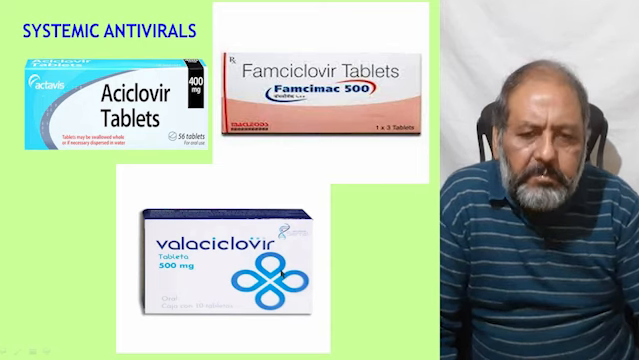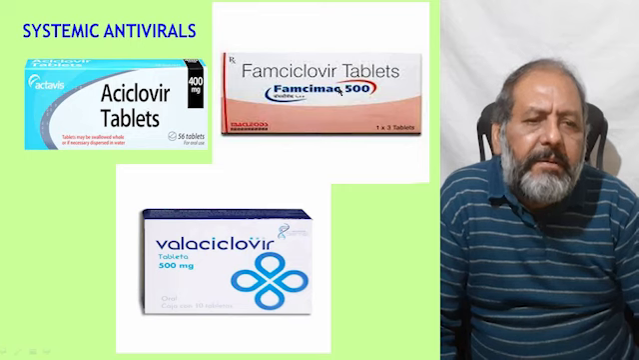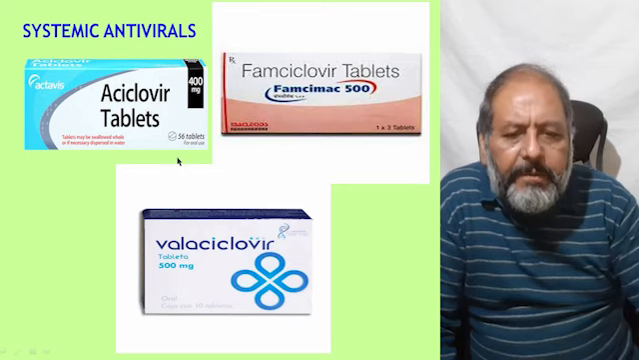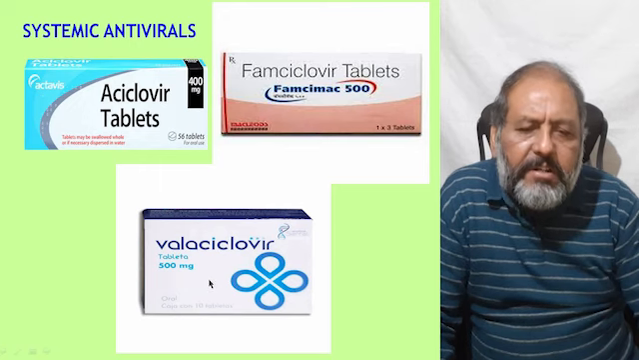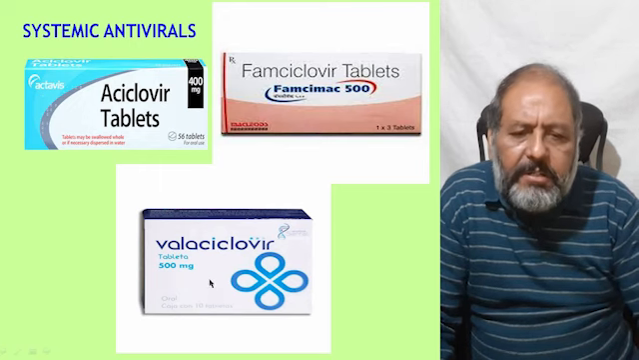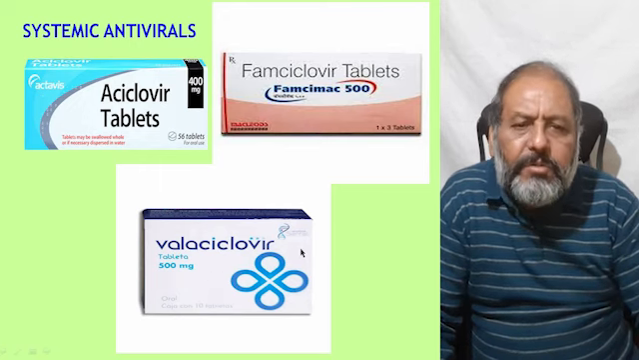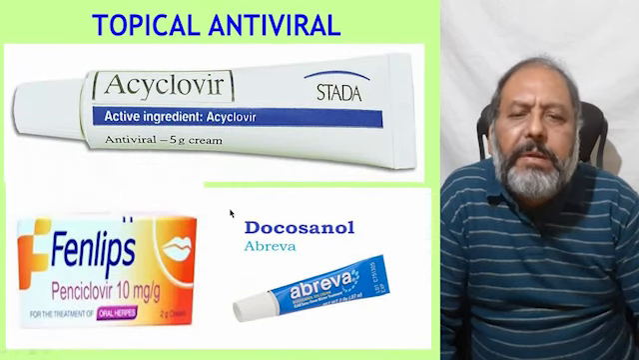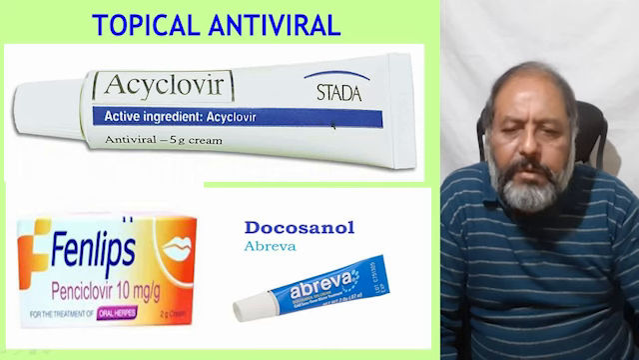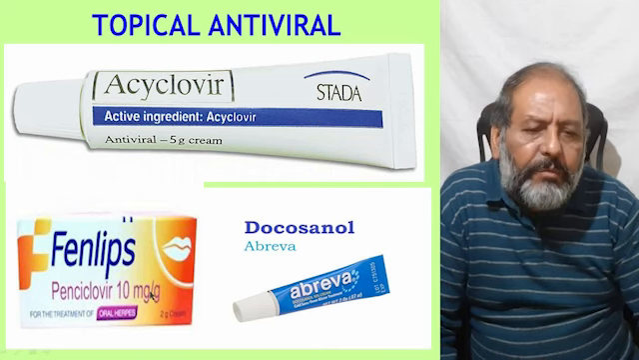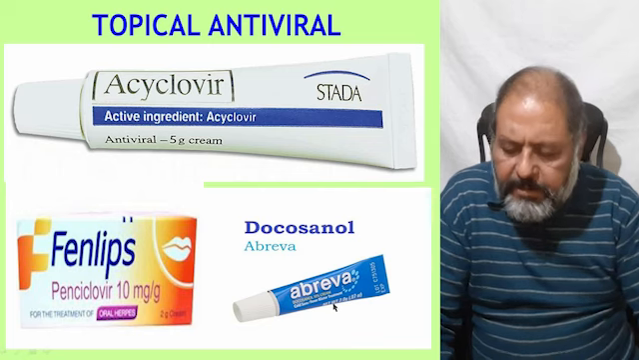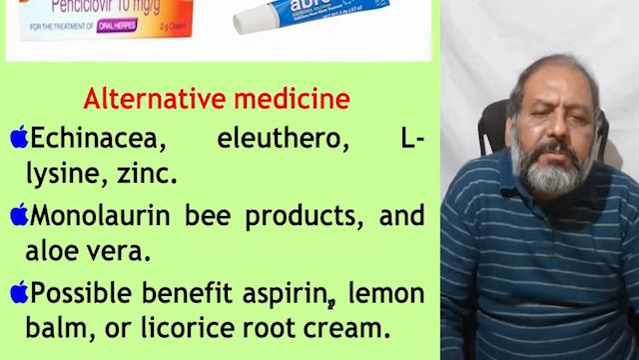Acyclovir is given in a dose of 800 milligrams about 5 times a day. Famciclovir is 500 milligrams 3 times a day, and valacyclovir is also 500 milligrams 3 times a day. These two are more convenient to use than having to take a dose 5 times a day. The topical antivirals are acyclovir, penciclovir and docosanol, which are used topically on the blisters.